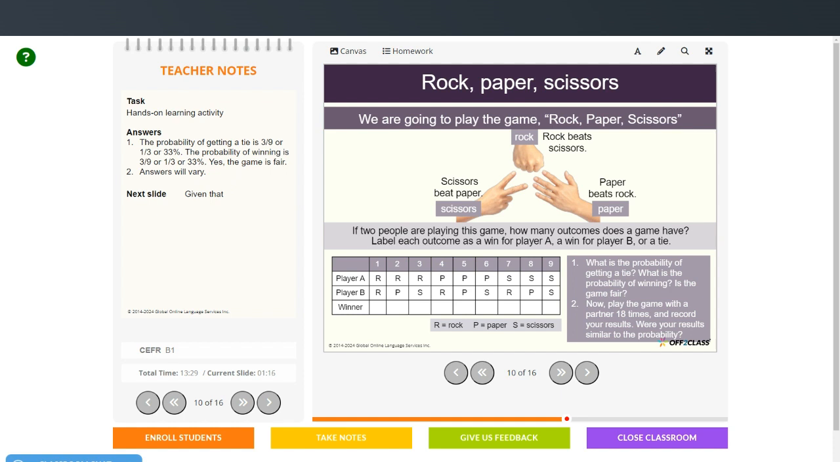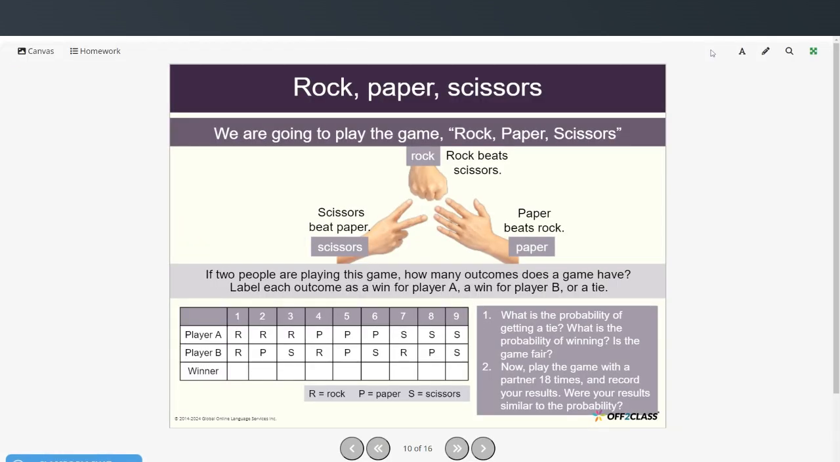And as far as whether your results mirrored the probability, that will vary. It'll just depend on the outcome of when you tried this. But hopefully it'll be close to either 1/3 of the time you got a tie, or 1/3 of the time either one of these won.